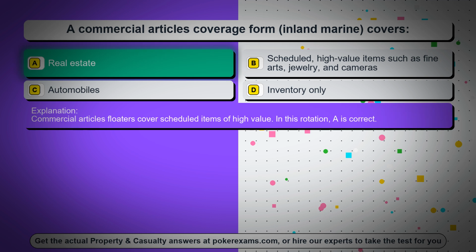Commercial articles floaters cover scheduled items of high value. In this rotation, A is correct.